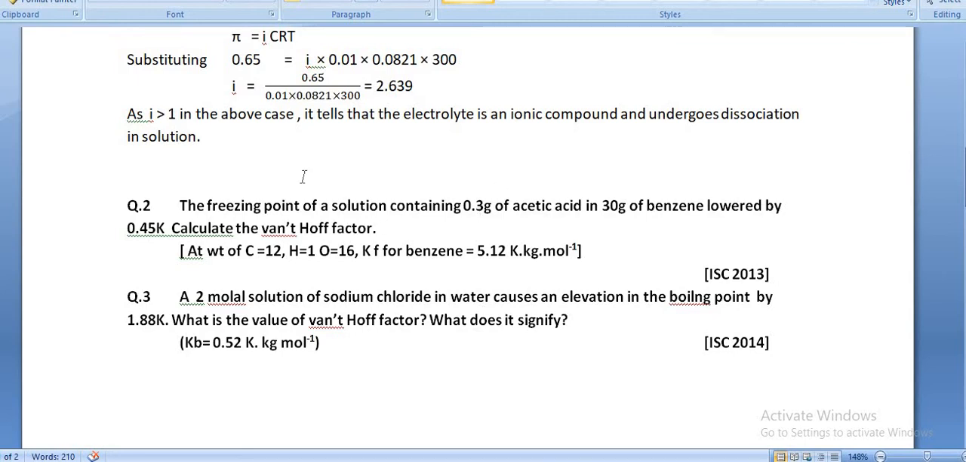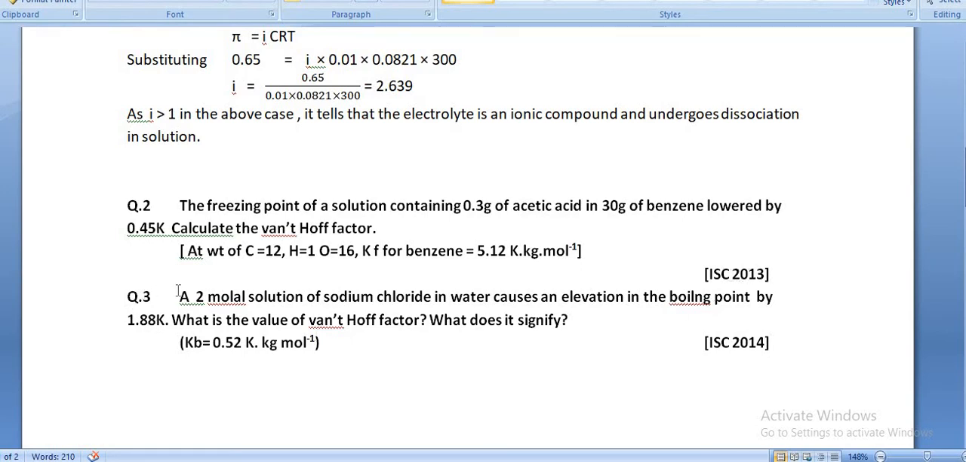So the numericals that you need to do as an assignment are: question number 2. The freezing point of a solution containing 0.3 gram of acetic acid in 30 gram of benzene is lowered by 0.45 Kelvin. Calculate the Van't Hoff factor. What else is given? The atomic weights of carbon, hydrogen and oxygen are given, and the value for Kf, that is the cryoscopic constant for benzene, is given as 5.12 Kelvin kilogram per mole. This question has come in the year ISC 2013.